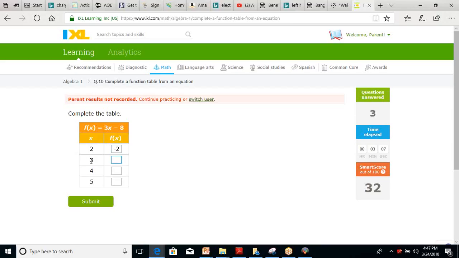Then if x is 3, 3 times 3 is 9. 9 minus 8, that's 1. If x is 4, 3 times 4 is 12. 12 minus 8 is 4. And then if x is 5, 3 times 5, 15. 15 minus 8 is 7. So fx is going to vary with x using this formula or the equation, okay?